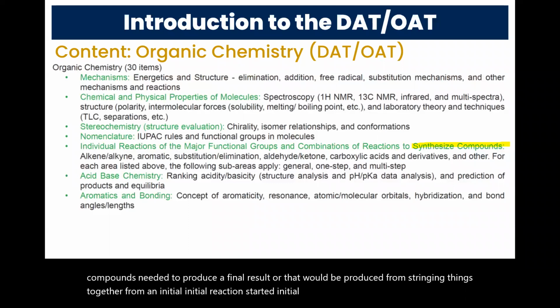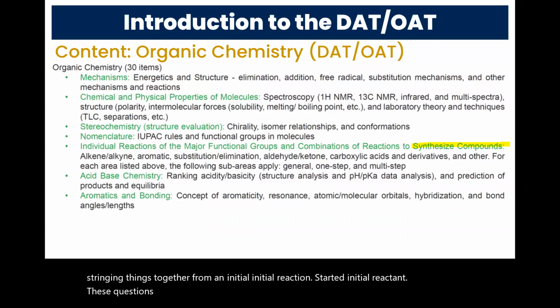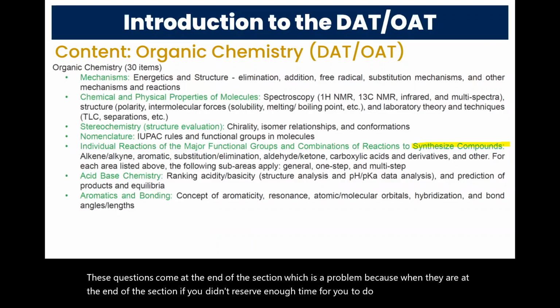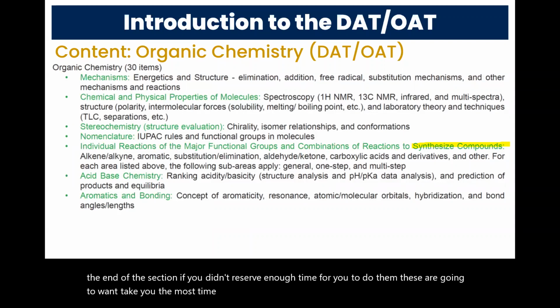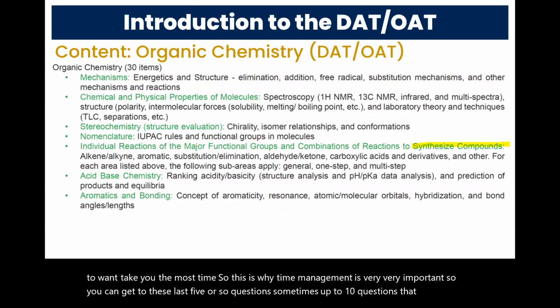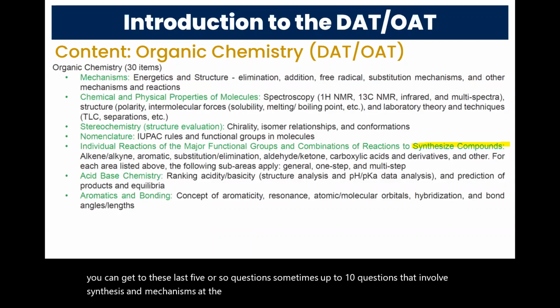These questions come at the end of the section, which is a problem because if you didn't reserve enough time to do them, these are going to be the ones that take you the most time. So this is why time management is very, very important, so you can get to these last 5 or so questions. Sometimes it's up to 10 questions that involve synthesis and mechanisms at the end of the OChem section, at the end of the natural sciences section.